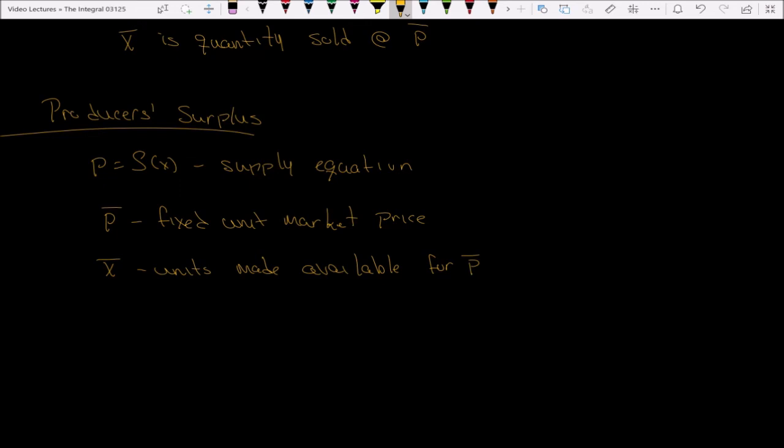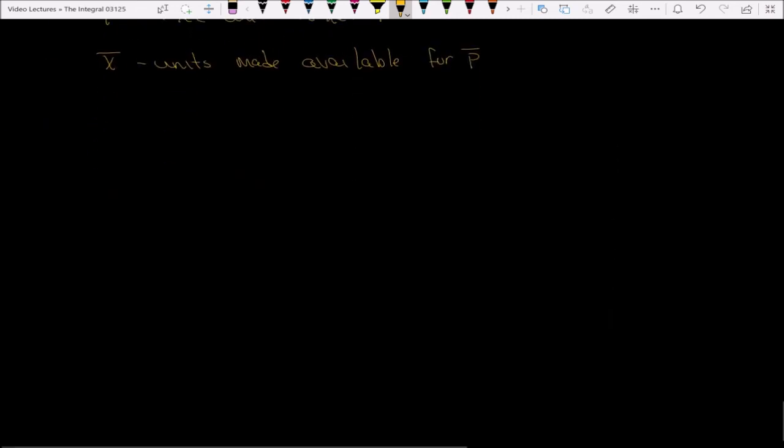Suppliers who would be willing to make the commodity available at a lower price will then stand to gain from the fact that the market price is set at P bar. The difference between what the suppliers actually receive and what they would have been willing to receive is the producer's surplus. We would use an analogous argument to what we did for consumer surplus, so we're going to skip that derivation and just jump right to the result.